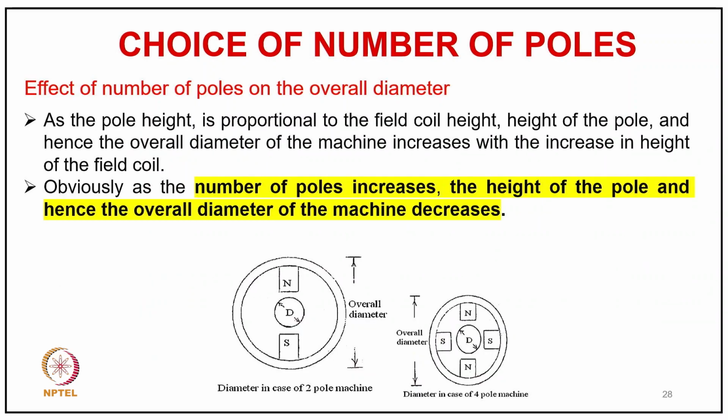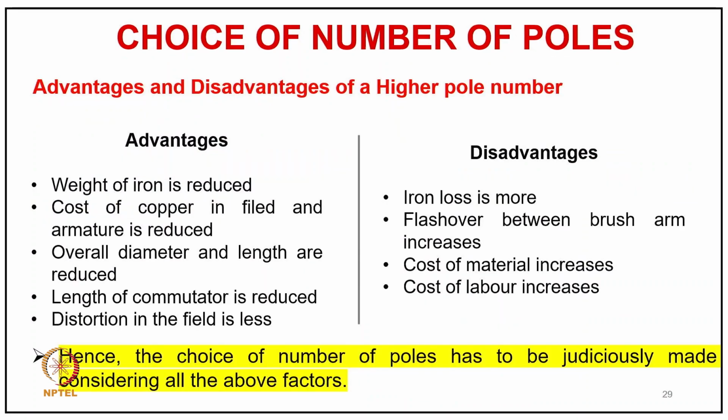Now coming to the effect of the number of poles on the overall diameter, as the pole height is proportional to the field coil height, the height of the pole, and hence the overall diameter of the machine, increases with the increase in height of the pole. So obviously, as the number of poles increases, the height of the poles and hence the overall diameter of the machine decreases, as you can see in the two cases.